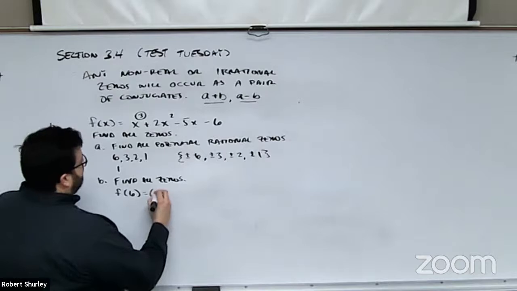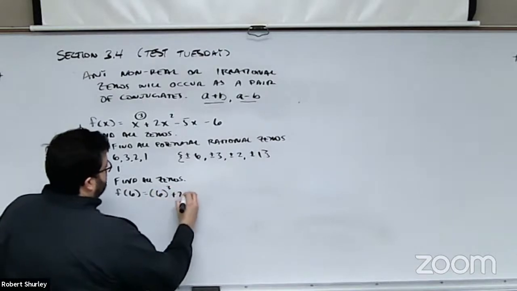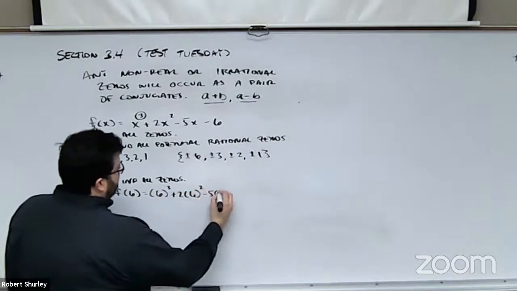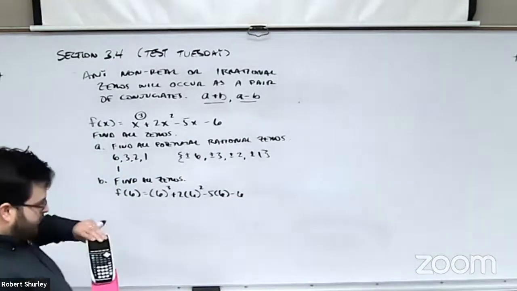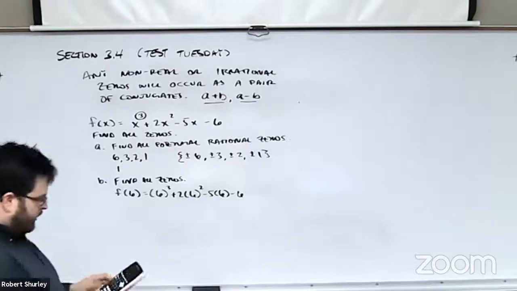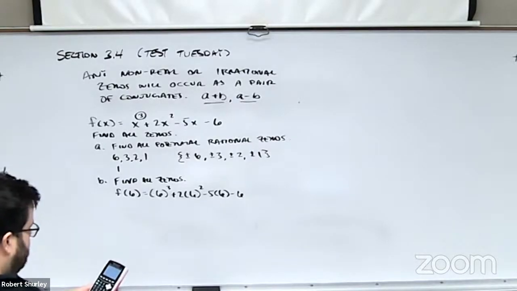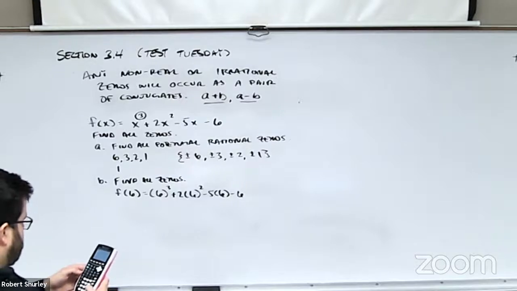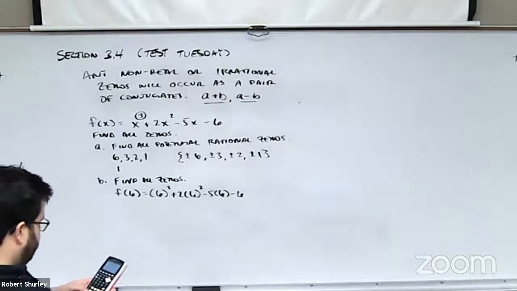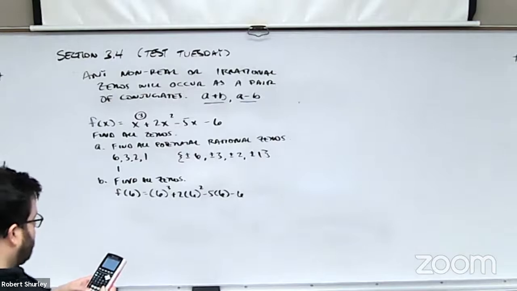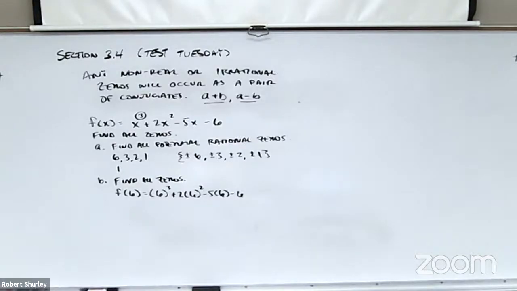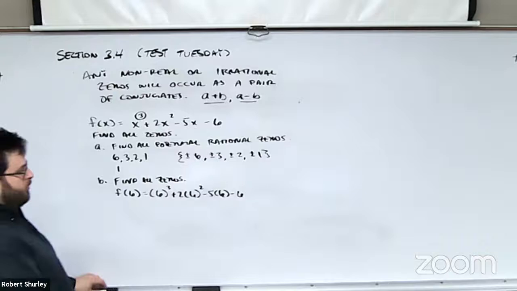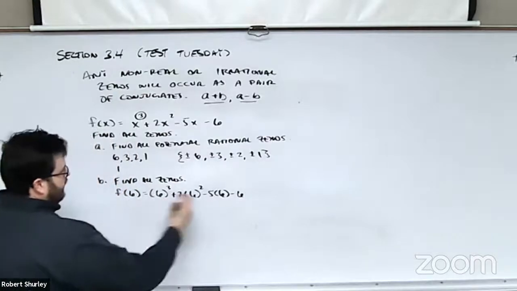So I'm going to take 6 and plug it in. 6 cubed plus 2 times 6 squared minus 5 times 6 minus 6. I'm just going to plug that all into my calculator. So let's see here. 6 cubed plus 2 times 6 squared minus, I'll put in 30, 5 times 6, minus 6. That's 252. That is not what we needed to get, right?